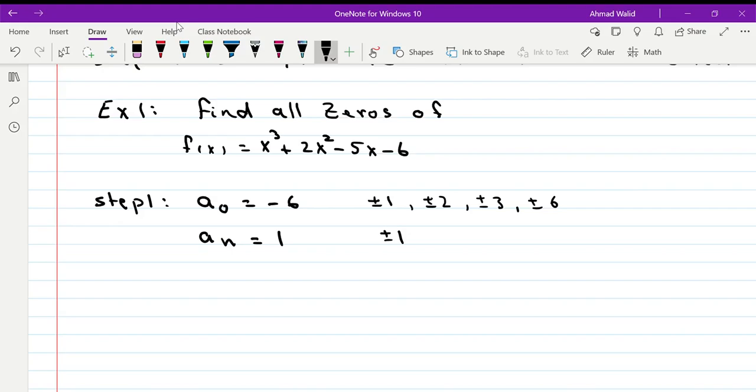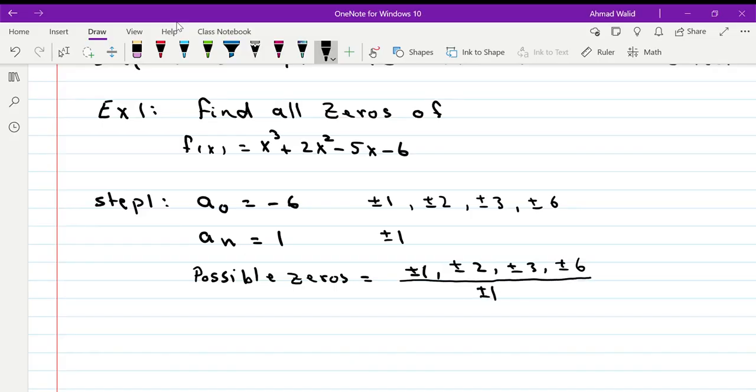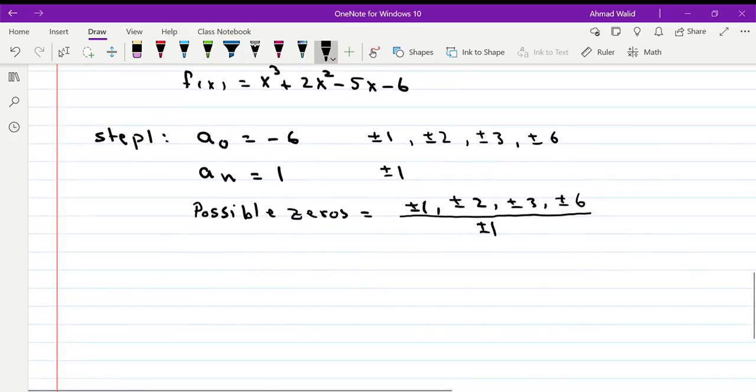Now, possible zeros equals plus minus 1, plus minus 2, plus minus 3, plus minus 6 over plus minus 1, which gives you plus minus 1, plus minus 2, plus minus 3, and plus minus 6.